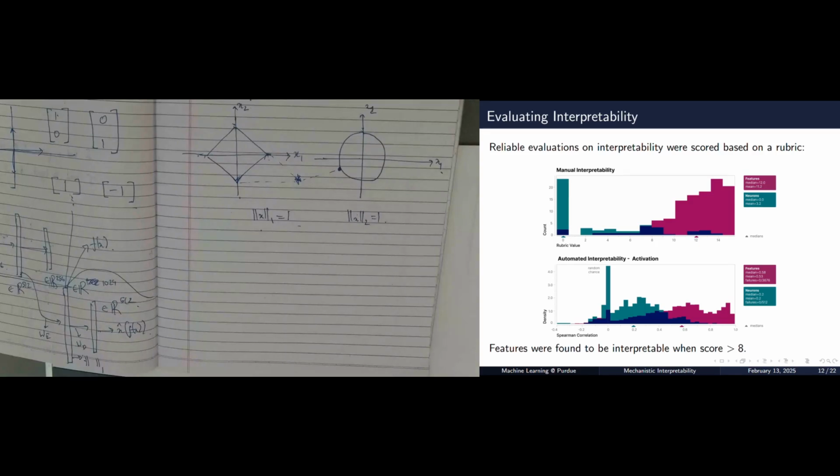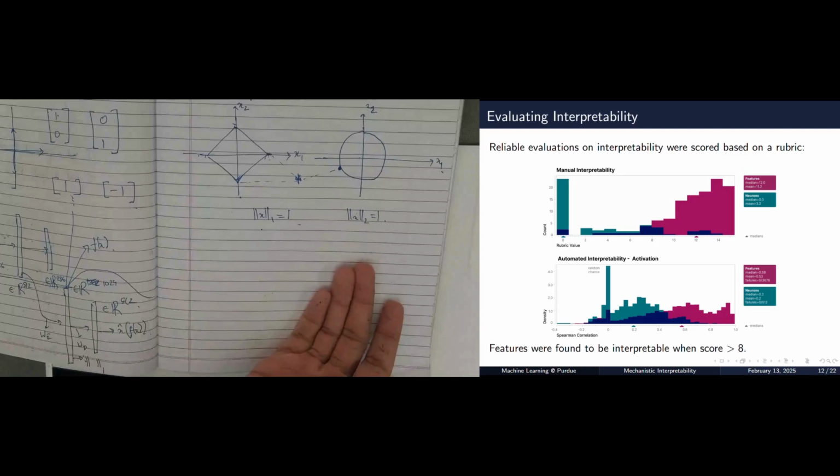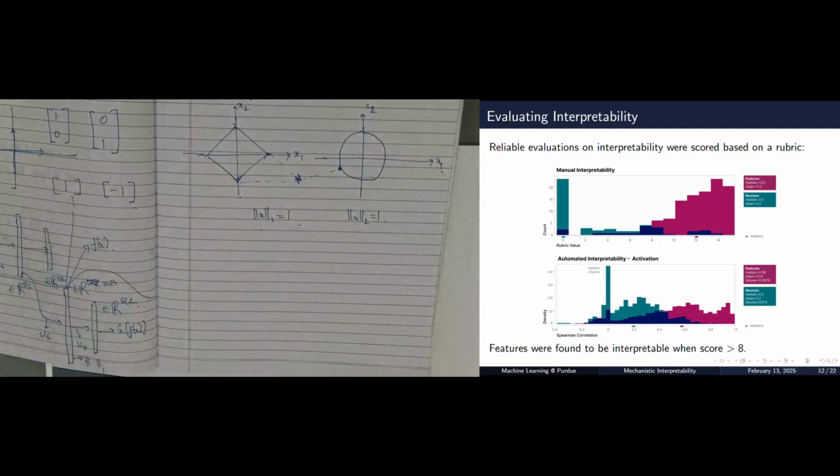Now we go to the process of actually evaluating interpretability. It's 8:45, and I'm on slide 12 out of 22. This one I will start skipping now. The basic idea was they created a rubric to say that these new activations, these decomposed activations that we have found, are more interpretable than just directly looking at the neurons themselves.